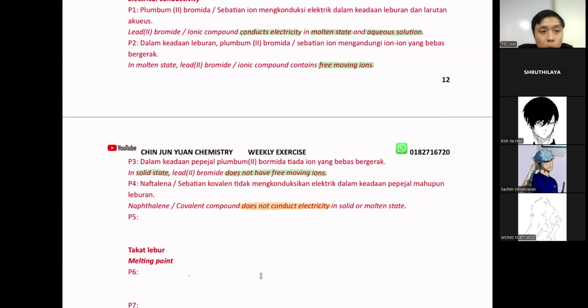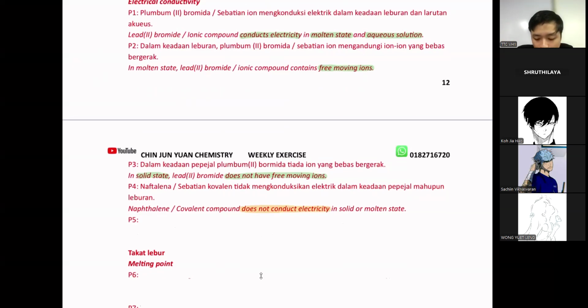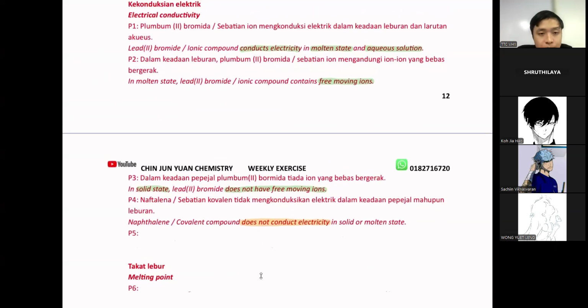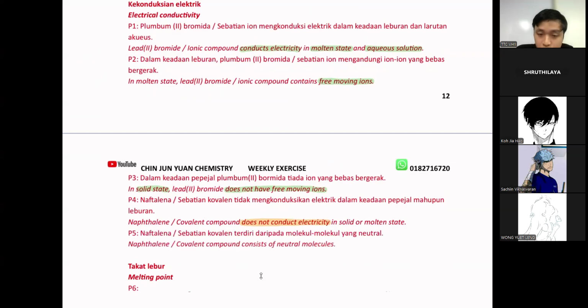Why? Why so? Why do you think? Yes, it contains neutral molecules. No charge at all. Neutral molecules. Very good, good point. So already 5 marks.